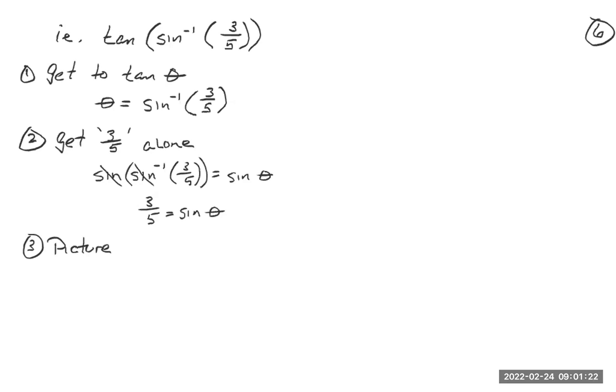Remember that arc sine can only come from quadrant 1 or quadrant 4, right? Well, 3 over 5 is positive, so it must be in quadrant 1. And so that's how we're going to draw our picture. From the origin, we're going to create this angle in quadrant 1.